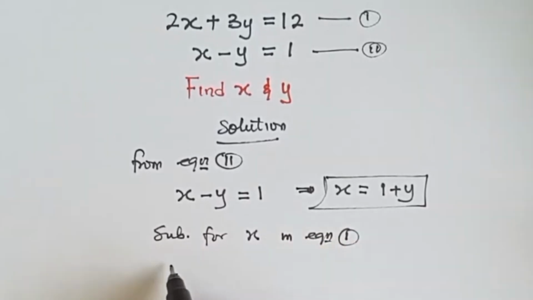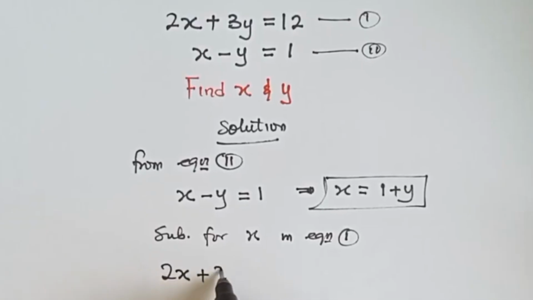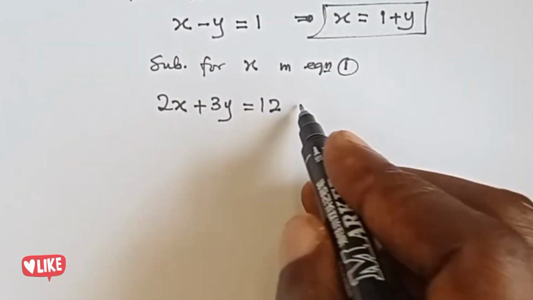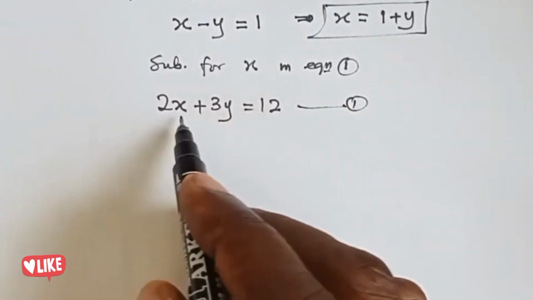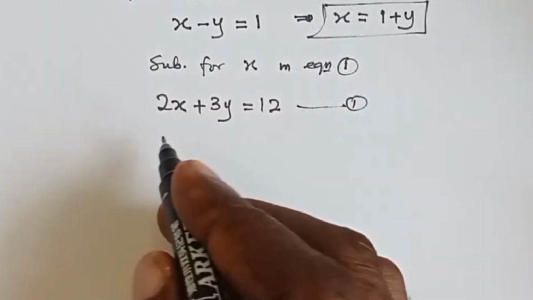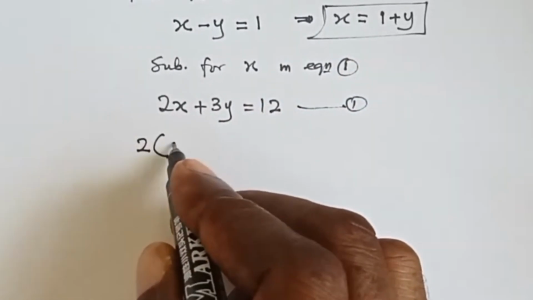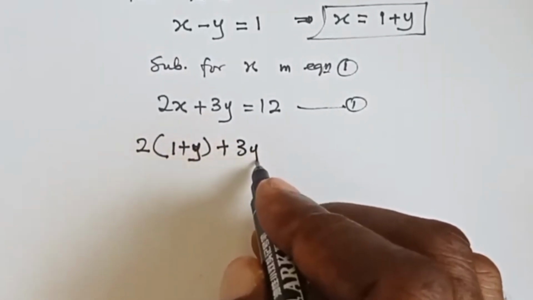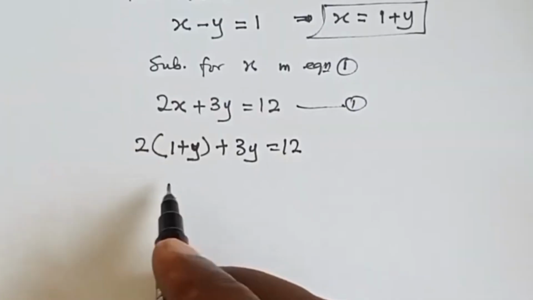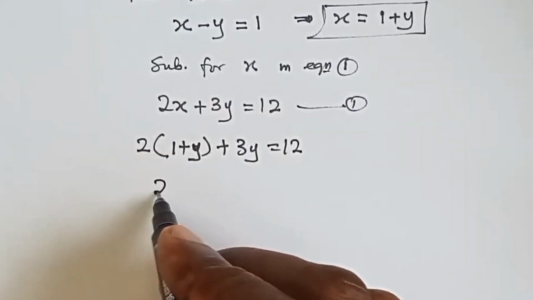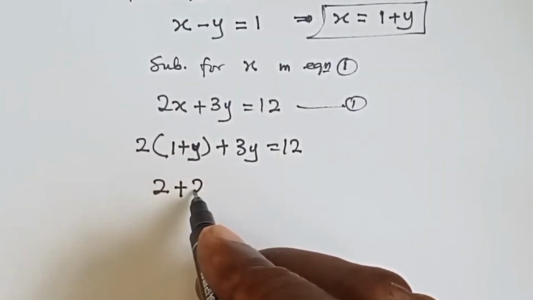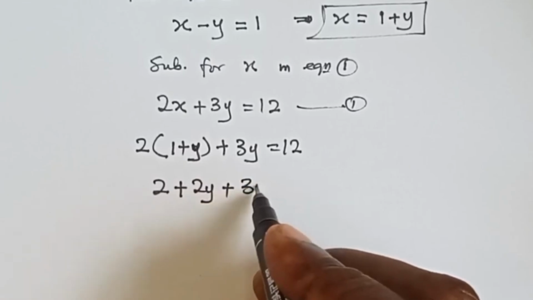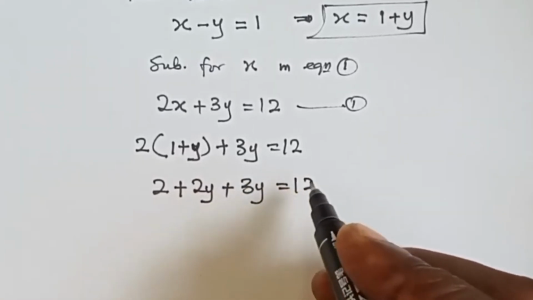Okay, and then what is our equation 1? We have 2x plus 3y equals 12. That is our equation 1. So anywhere I see x, I write 1 plus y. So 2 open bracket 1 plus y close bracket plus 3y equals 12. Then I will expand this. 2 times 1 is 2, 2 times y is 2y, plus 3y equals 12.